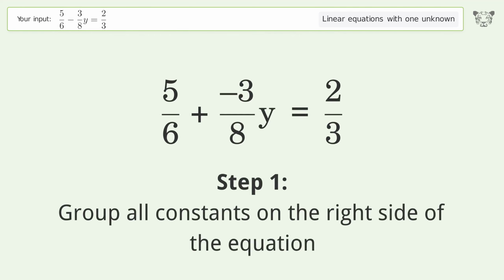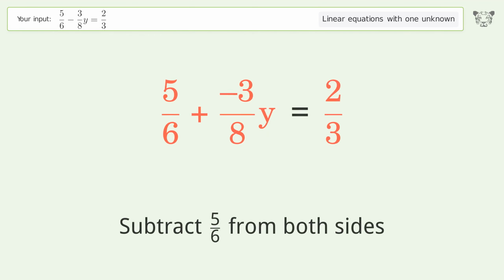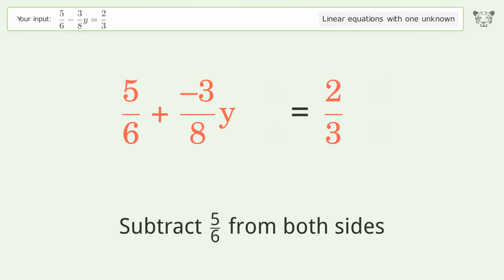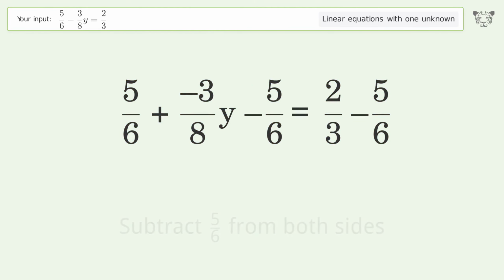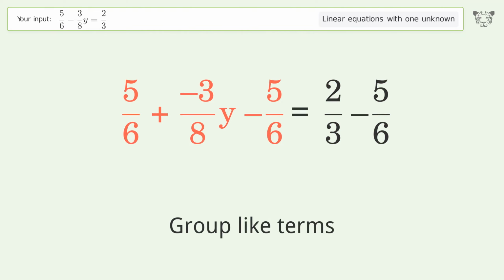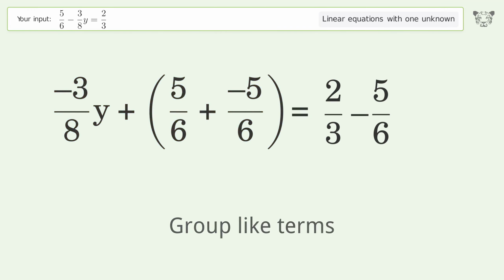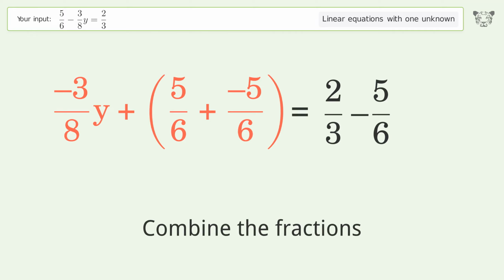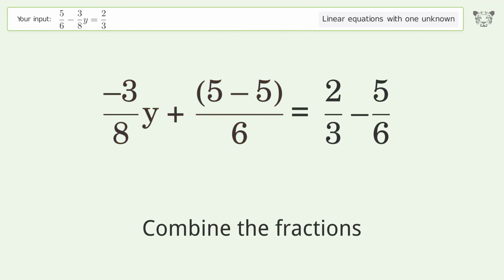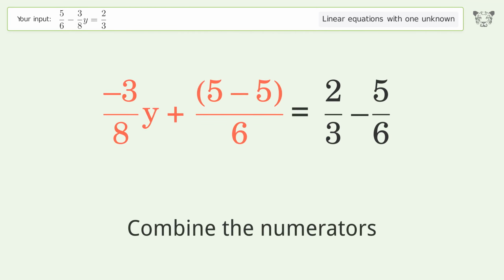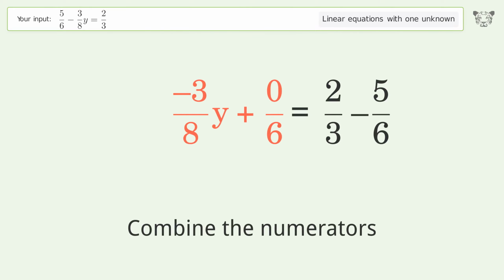Group all constants on the right side of the equation. Subtract 5/6 from both sides. Group like terms. Combine the fractions. Combine the numerators. Reduce the zero numerator.